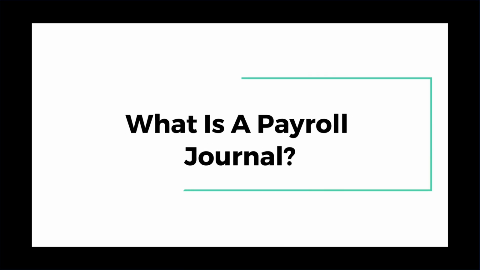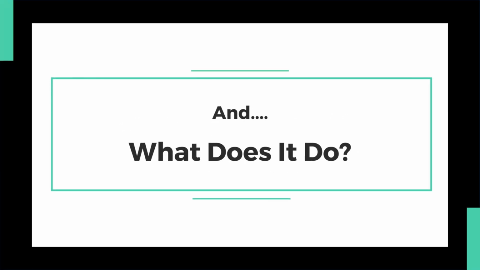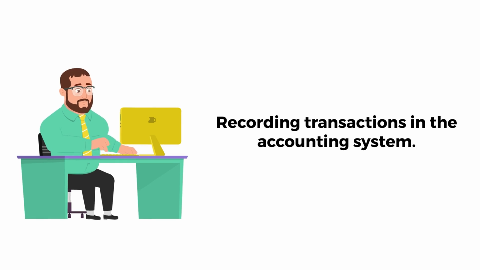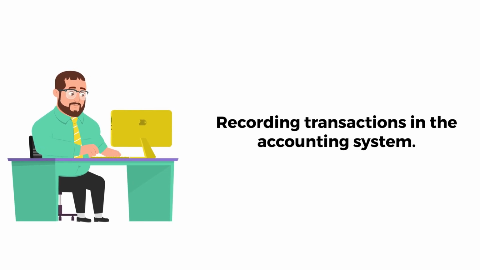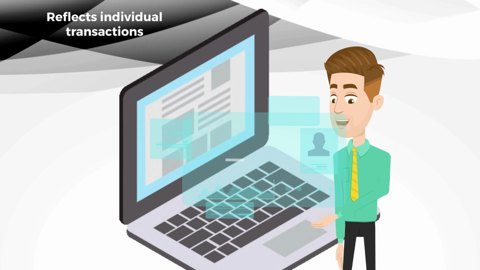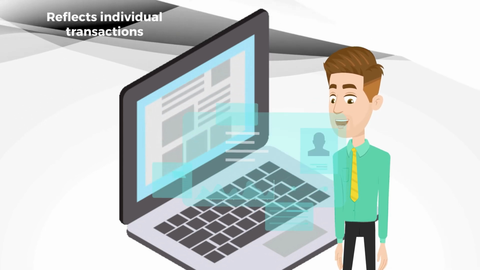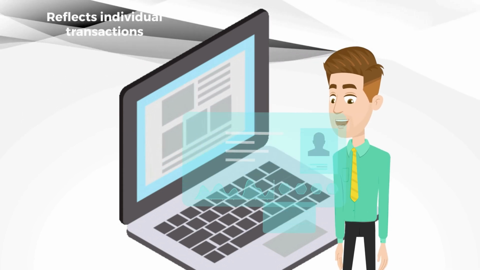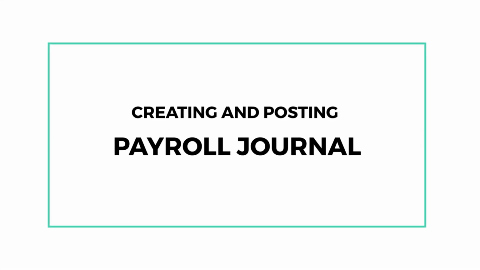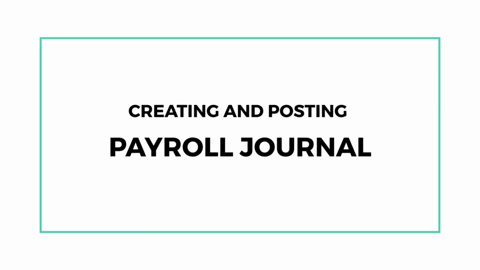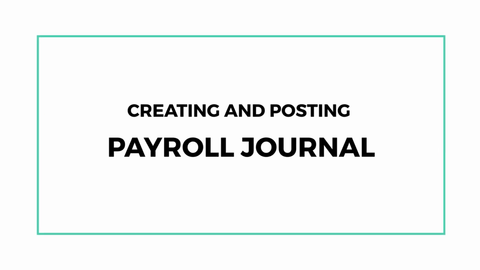So what is a payroll journal and what's the purpose of it? A payroll journal is the process of recording a transaction in your accounting system that reflects all the individual transactions, whether it be a cost or a liability, that get created as a result of paying your employees. There are other ways to do this, potentially without running journals, but the most accurate and robust way is to follow the following process.